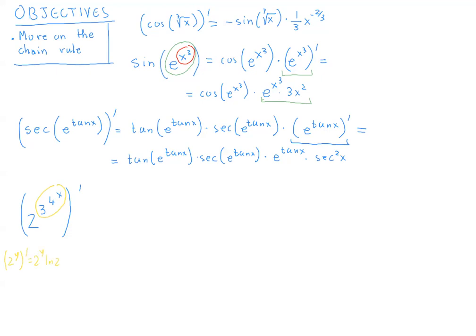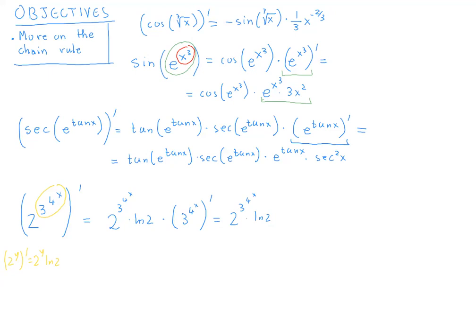So what do I write here? I write 2 to the y, of course, y is 3 to the 4 to the x times ln 2. And then I want to take the derivative of 3 to the 4 to the x. Okay, which means that we're starting from the beginning. This is a new problem. And what do we have? We have 2 to the 3 to the 4 to the x times ln 2.